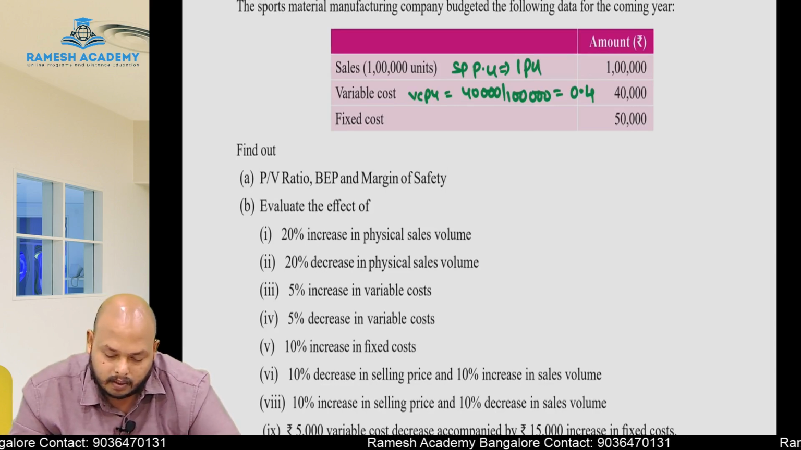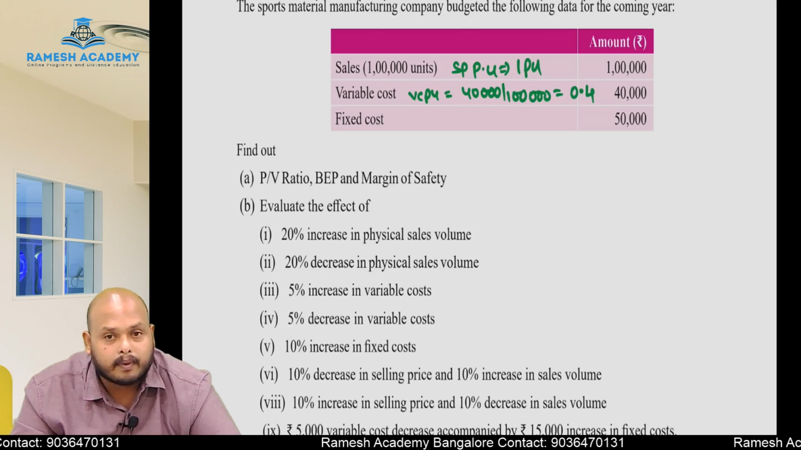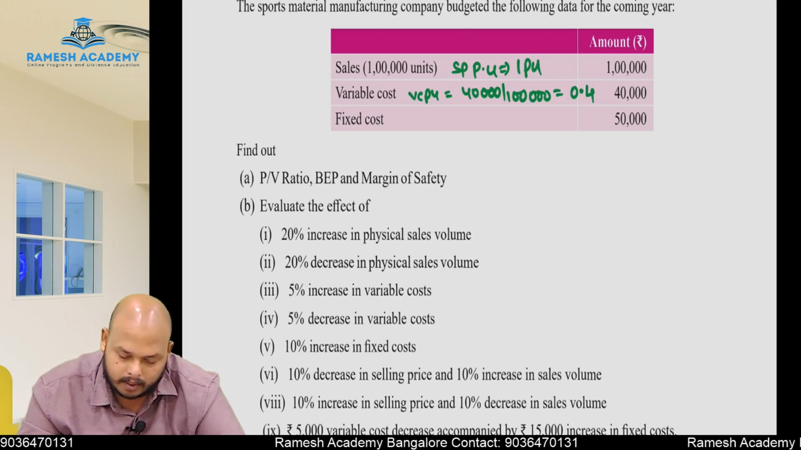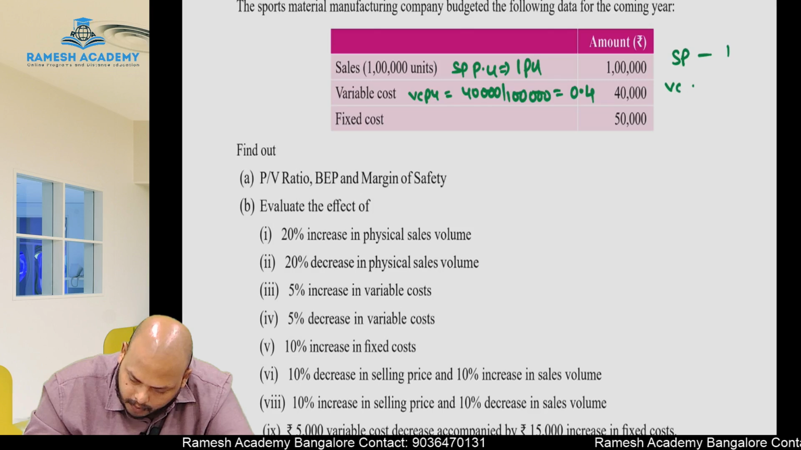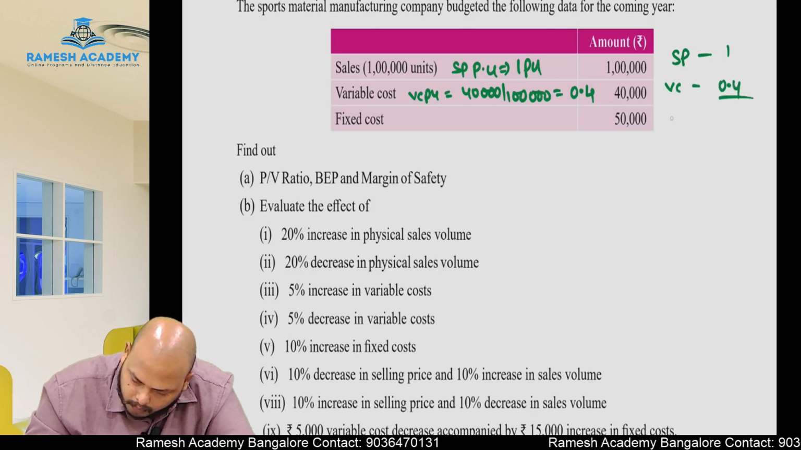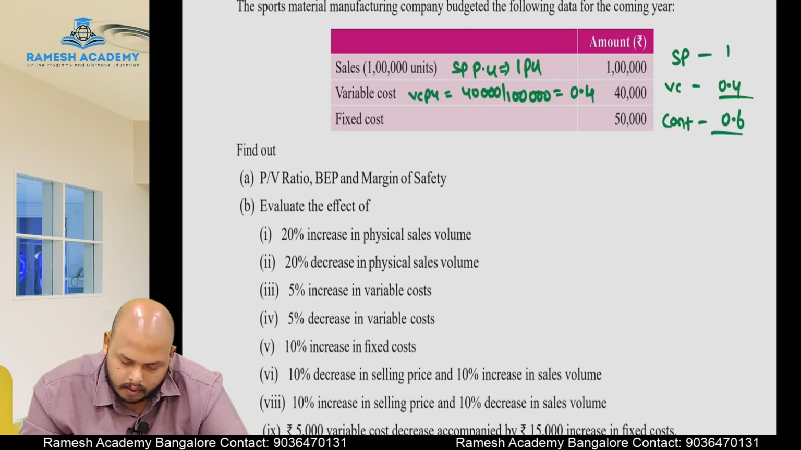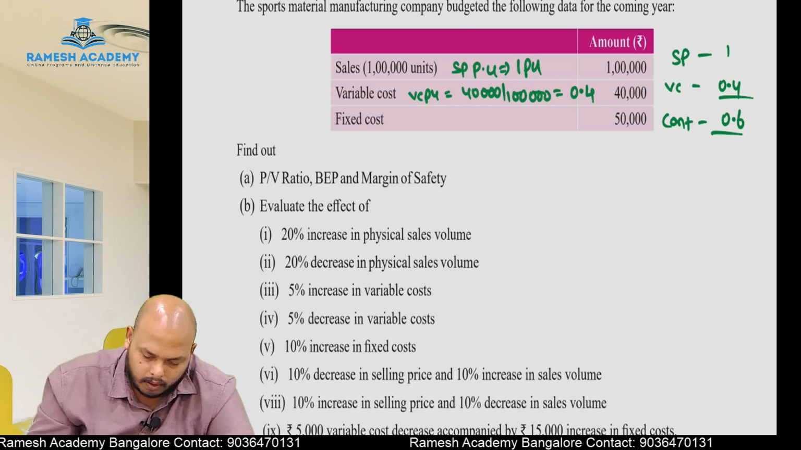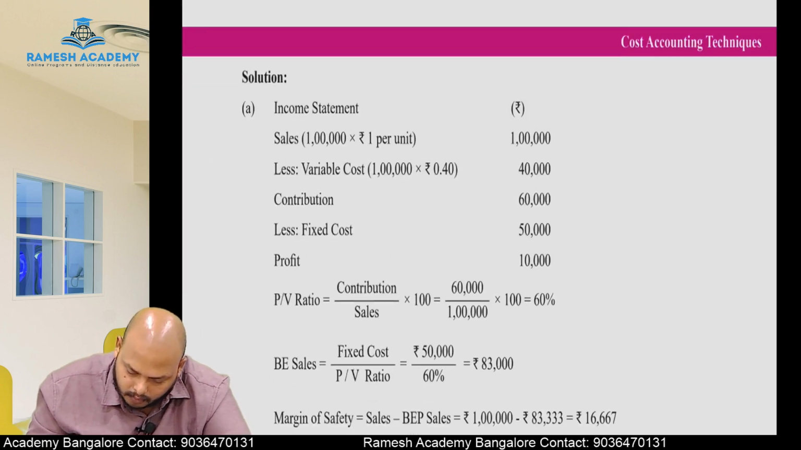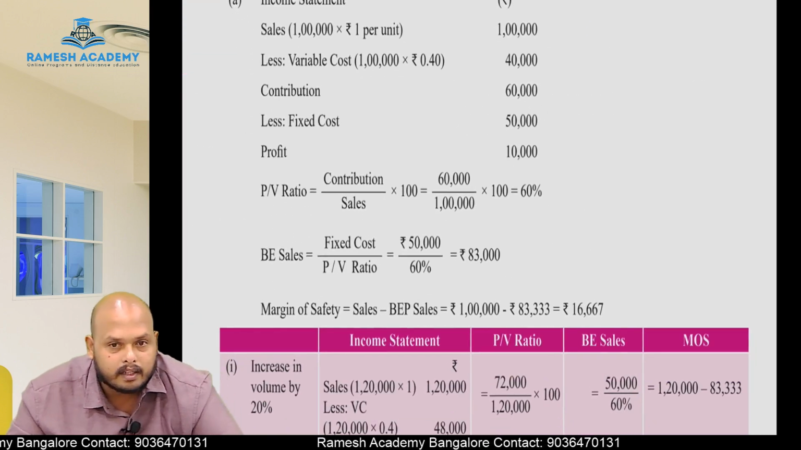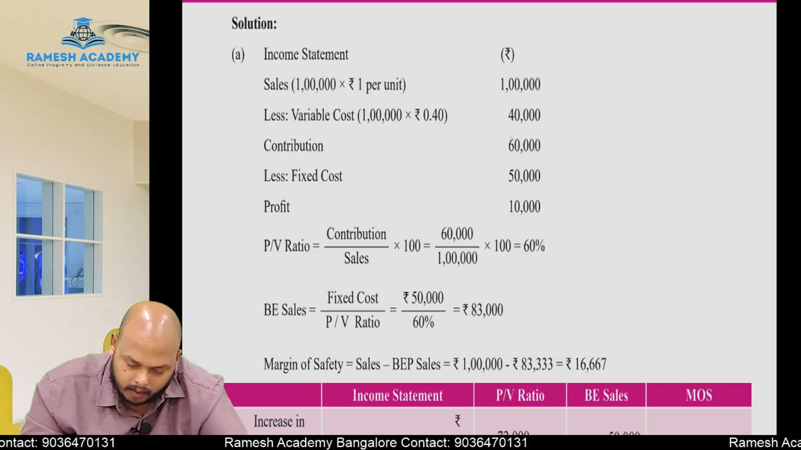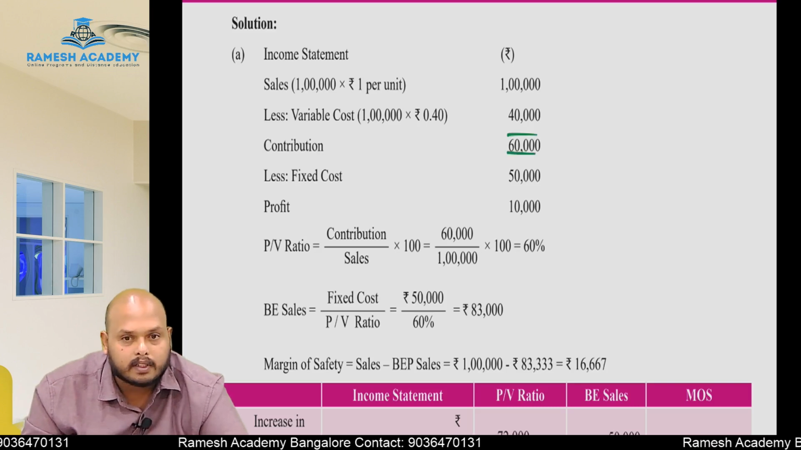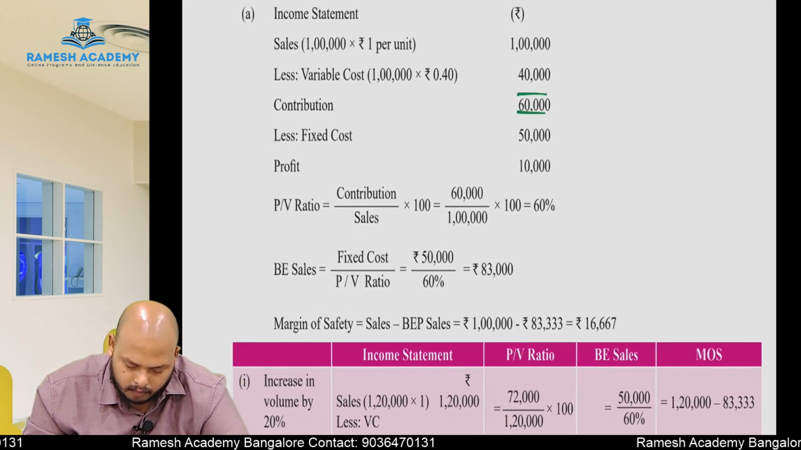PV ratio is equals to, what is the formula? Selling price minus variable cost. Selling price is 1 rupee. The variable cost is 0.4. And the contribution is 0.6. So PV ratio is equals to contribution divided by sales into 100. They gave the sales is 1 lakh minus variable cost 40,000, contribution is 60,000 minus fixed cost, profit is 10,000.